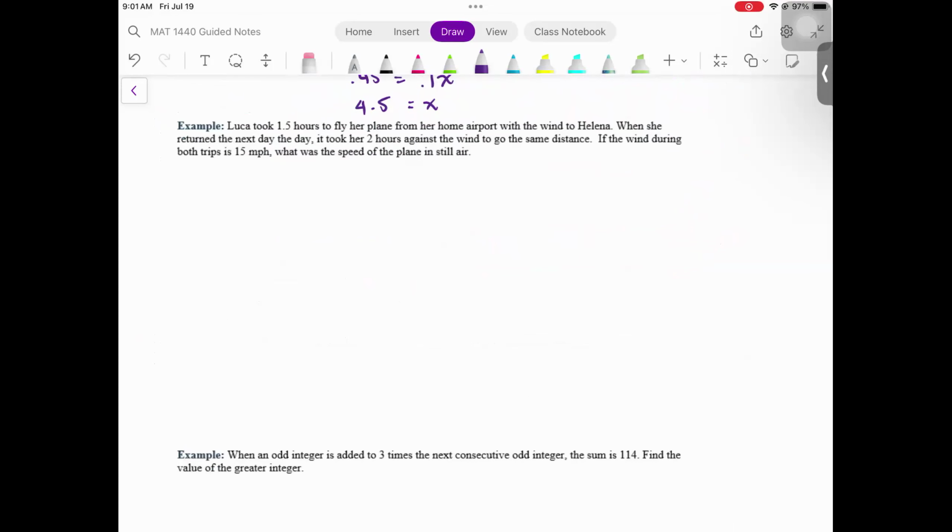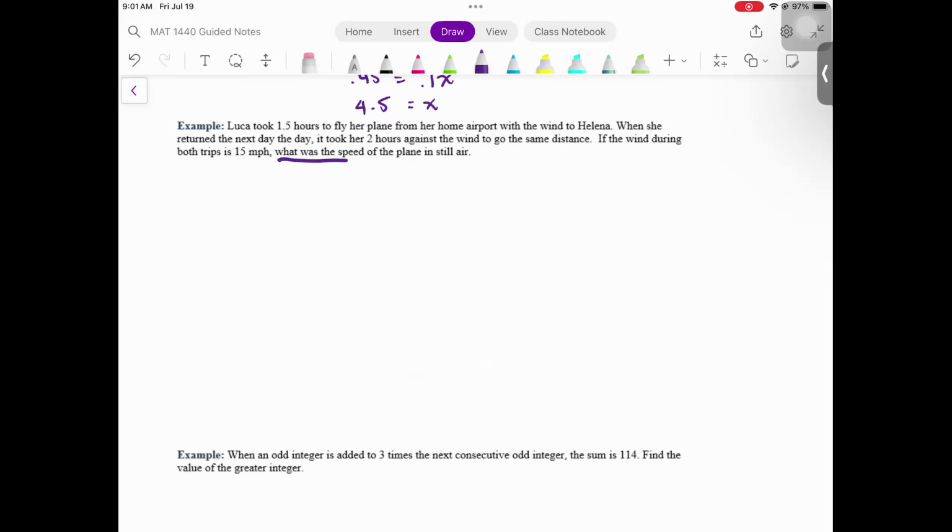Luca took 1.5 hours to fly her plane from her home airport with the wind to Helena. When she returned the next day, it took her 2 hours against the wind to go the same distance. If the wind during both trips is 15 miles per hour, what is the speed of the plane in still air? This is an example of an application involving distance equals rate times time.